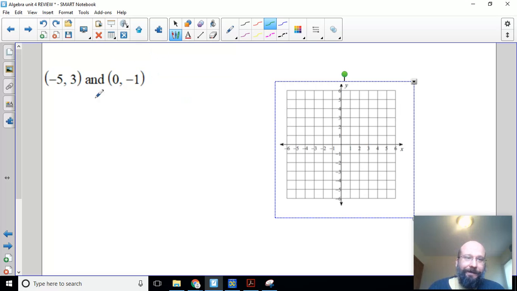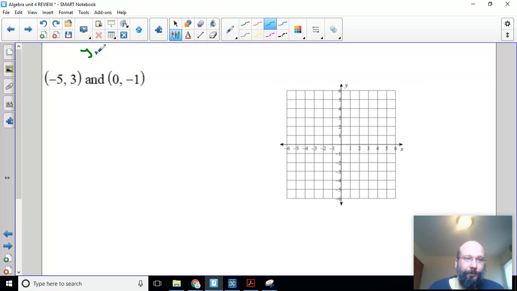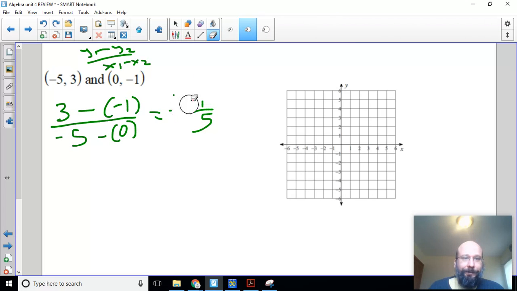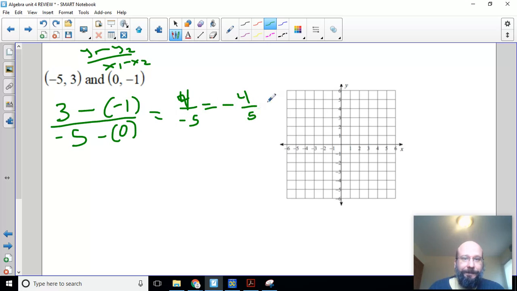So the first thing we have to do is find the slope. So I'm going to use my slope formula, y1 minus y2 over top of x1 minus x2. This will be my first point. This will be my second point. So I'm going to do 3 minus negative 1, right? y1 minus y2 over top of x1 minus x2. So this would be negative 4/5. And again, this top part, 3 minus negative 1 is 4. Negative 5 minus 0 is negative 5. So that's negative 4/5. And that's my slope.